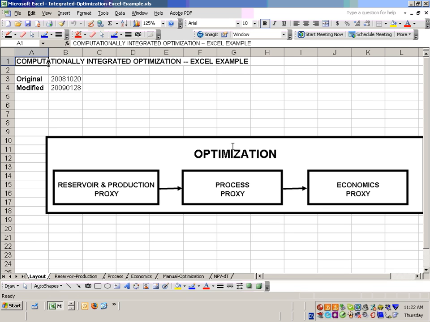So this is going to be the problem. We're going to have a petroleum production system where we go from the reservoir. We're going to include some production characteristics, meaning flow in pipe through the tubing. We're going to have reservoir flow, basically the IPR and the lift curves. That's what we call the reservoir production proxy.